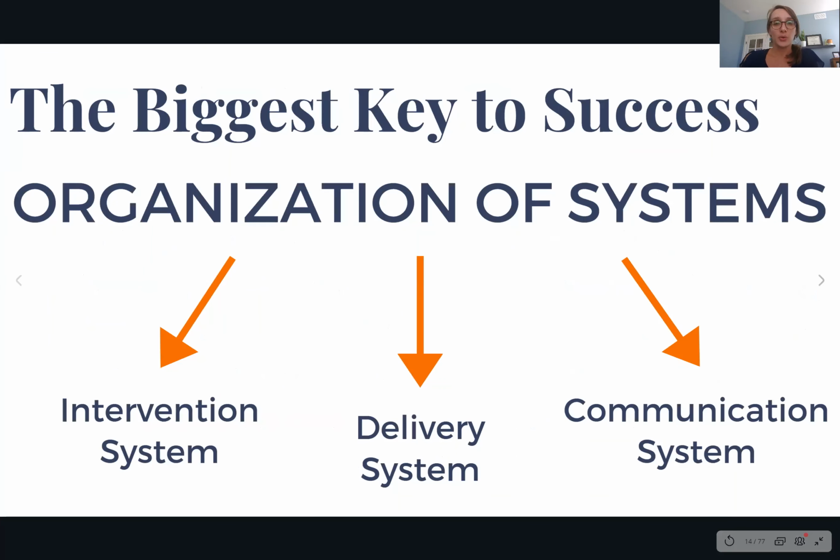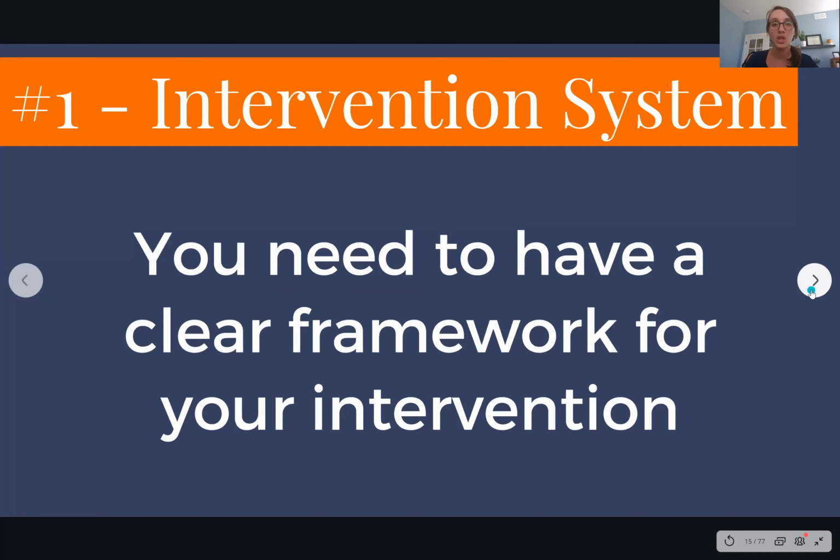So getting right to it, the biggest key to success in an online intervention program is making sure that you have these 3 systems organized: your intervention system, your delivery system, your communication system. We're going to take some time to get into the details of each of these 3 systems and how we're going to use those 3 systems to make sure that we have efficacy in our online program. So number 1, your intervention system.